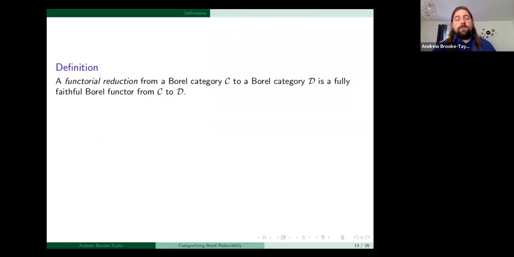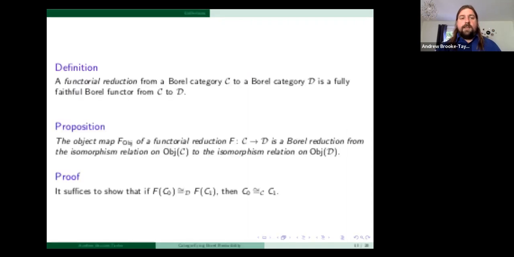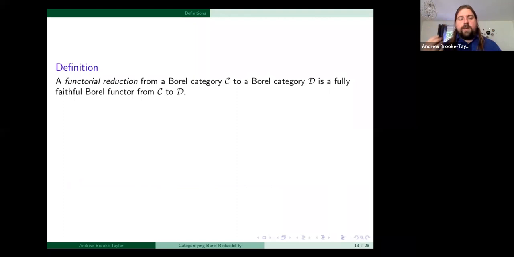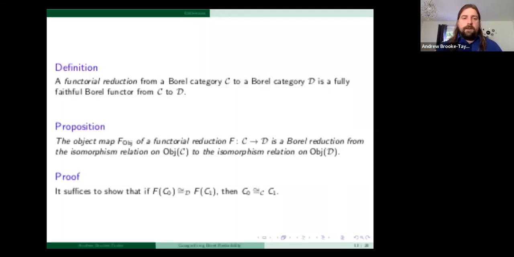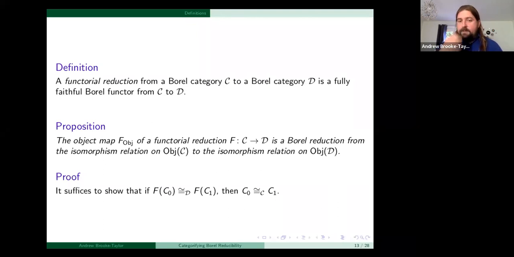Okay, so we're going to define a functorial reduction from a Borel category C to a Borel category D as just a fully faithful Borel functor from C to D. Okay, the most natural thing you could have for this framework. And then the proposition is that the object map of a functorial reduction is a Borel reduction of the isomorphism relation on the objects of C to the isomorphism relation on the objects of D.